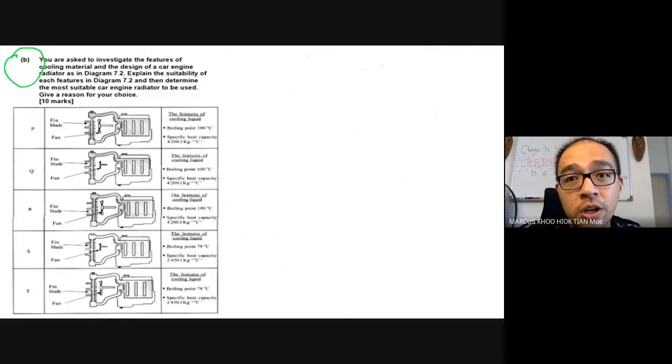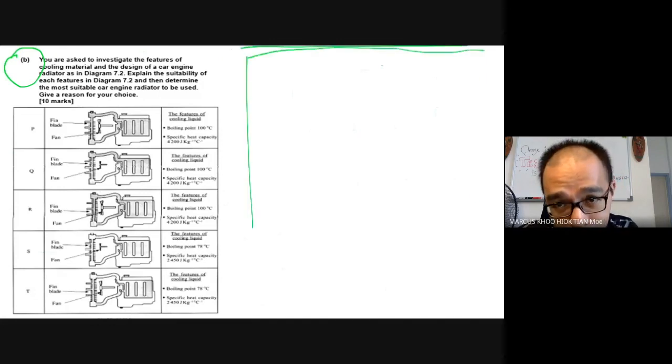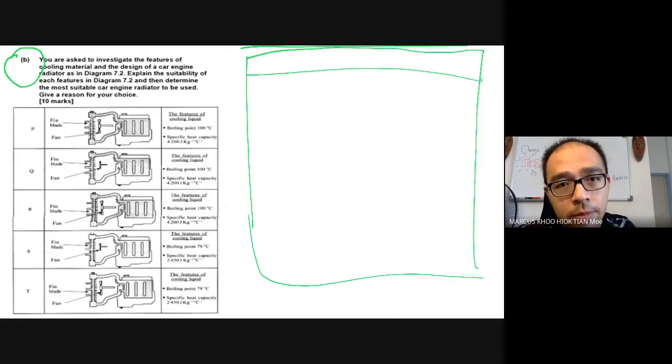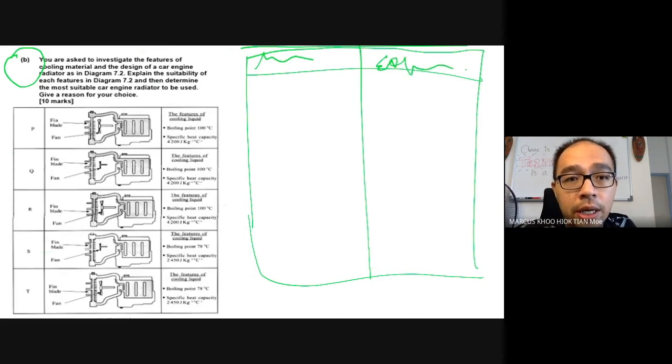So this will be your homework for today. Once again, please answer in a table form. Characteristics, explanations, and then you have to make the best choice for the radiator. There are 4: either you use a small fan or big fan, you use many fin blades or few fin blades, the boiling point, and the specific heat capacity.